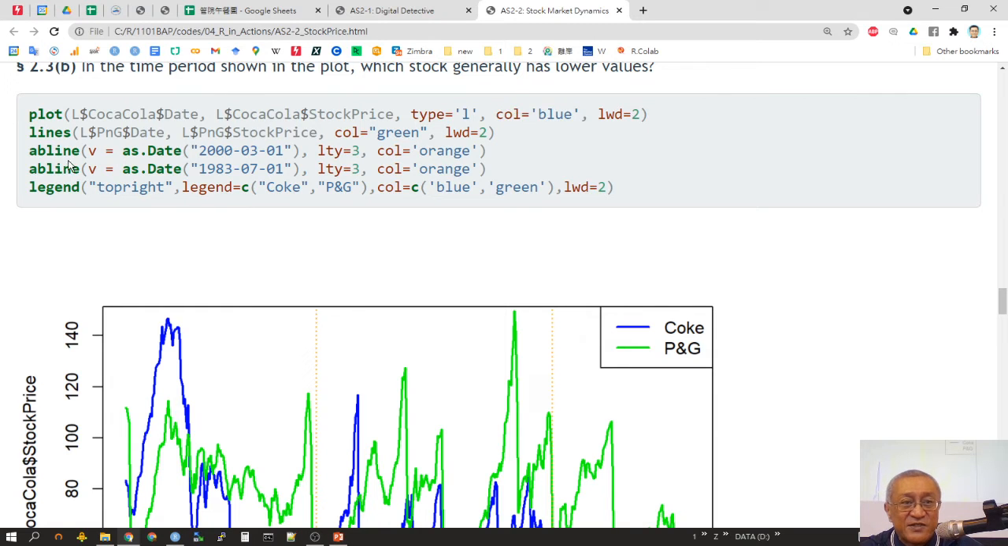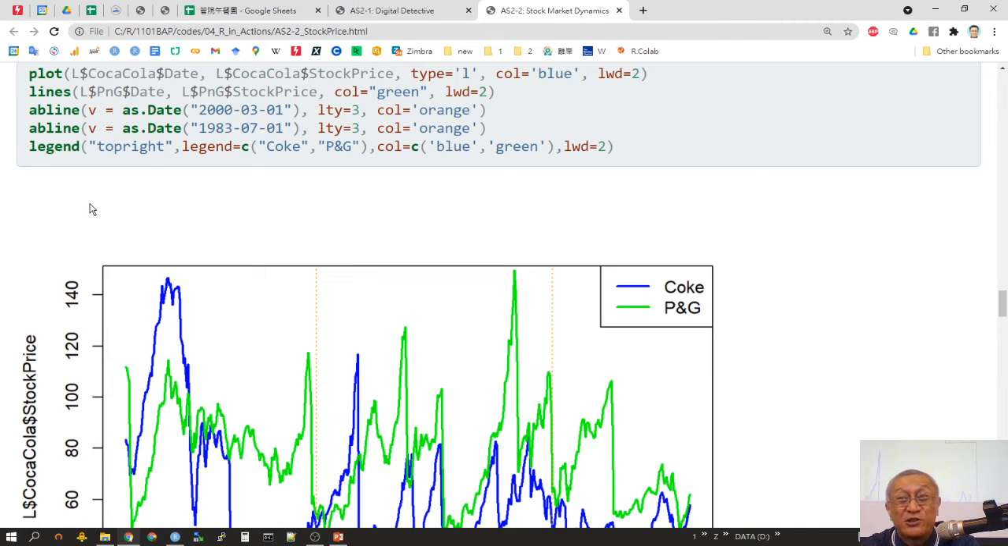Now, starting from the second line, you no longer use plot. If you use plot, it will generate a new plot, and you don't want to do that. You want to add a line on the existing plot. Then you use the lines function. You want to draw two assisting lines on the existing plot. That's where you use the lines function and the abline function.